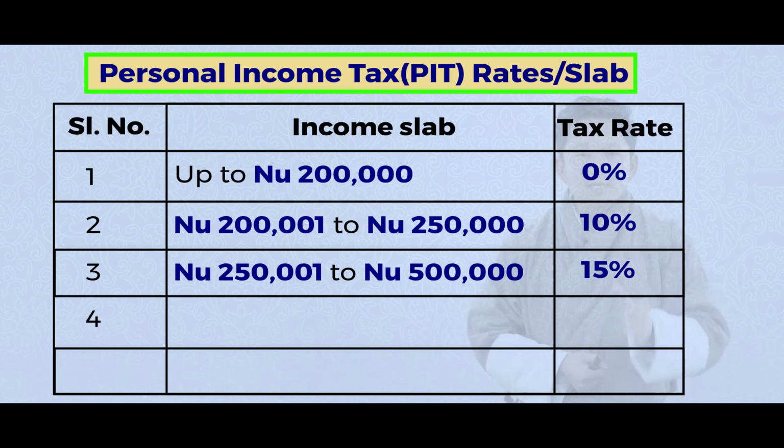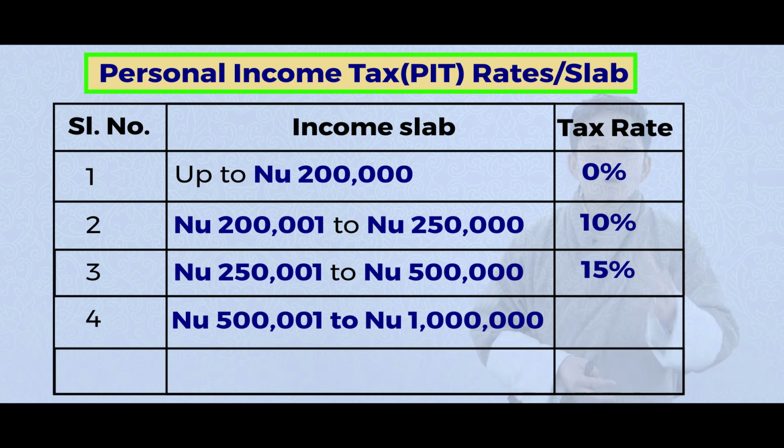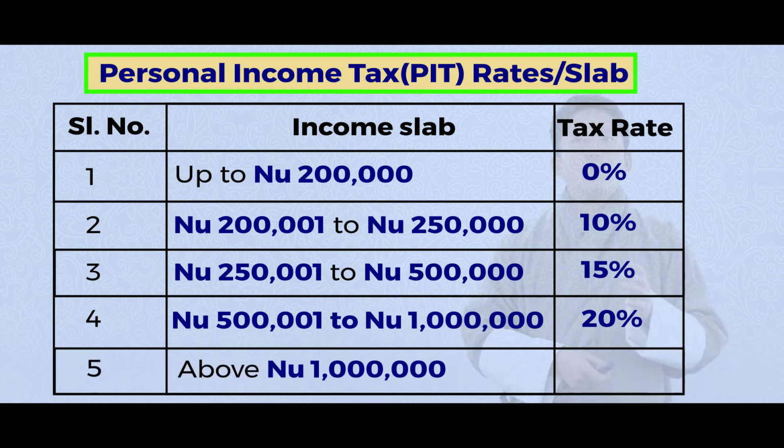And in the fourth slab, if your total income is Nu 500,001 to Nu 1 million, then you have to pay a tax rate of 20%. And if your income is above Nu 1 million, then you have to pay a tax of 25%. Remember this tax slab, as per this rate, we have to pay the tax.